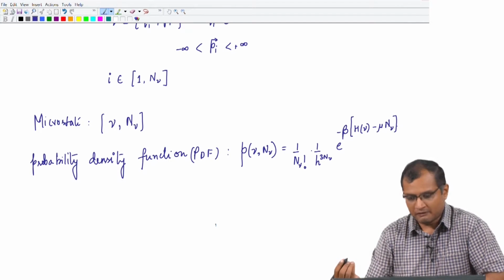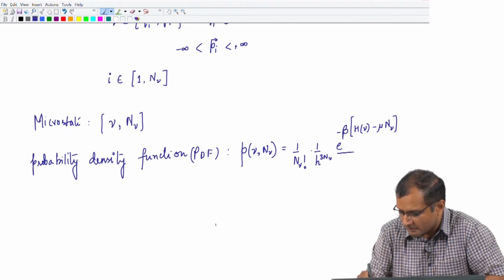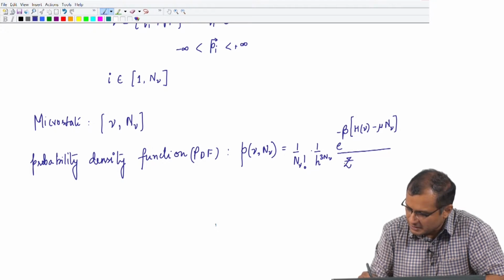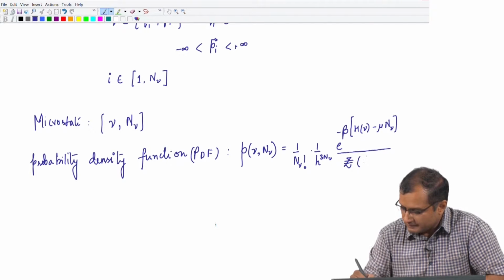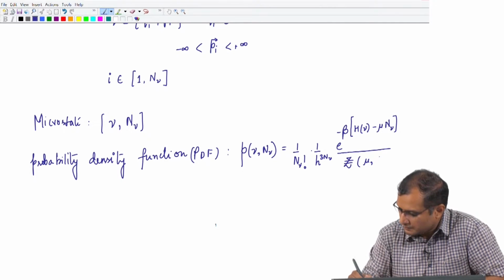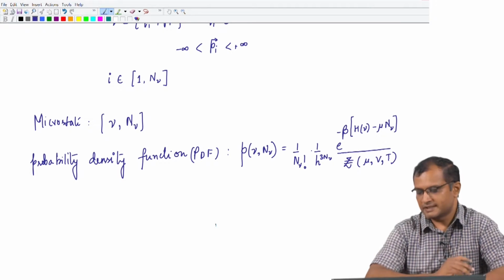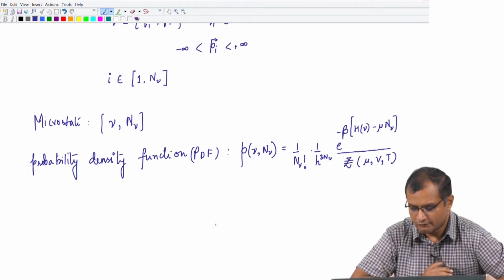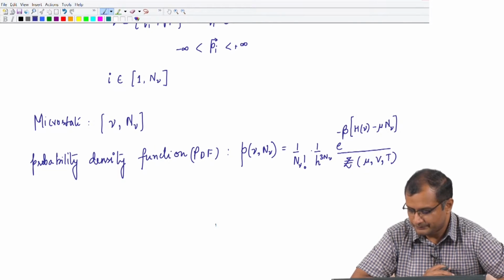Now, this is the Boltzmann factor, obviously this is not normalized. So, I have to divide it by the norm which is our partition function, and that is nothing but the grand canonical partition function. So, this completes my probability density function for the system in the grand canonical ensemble.